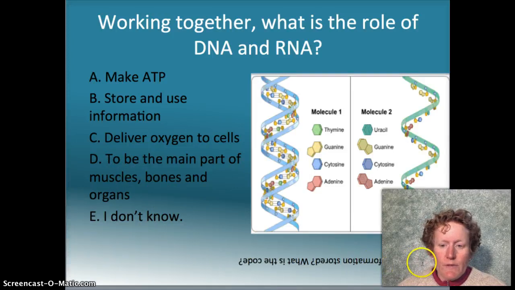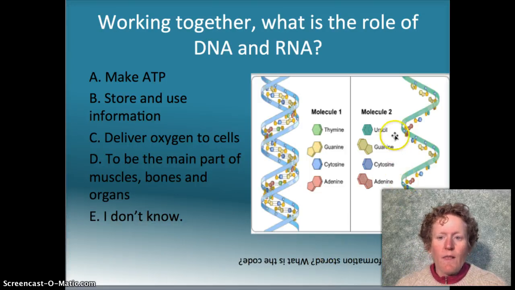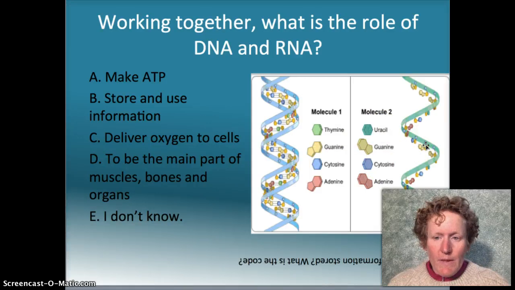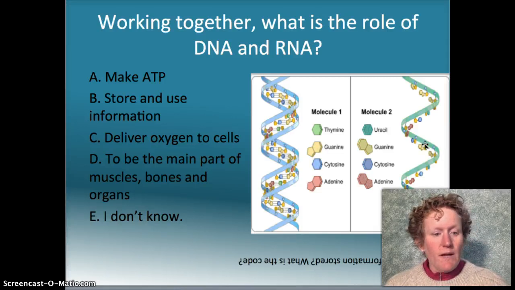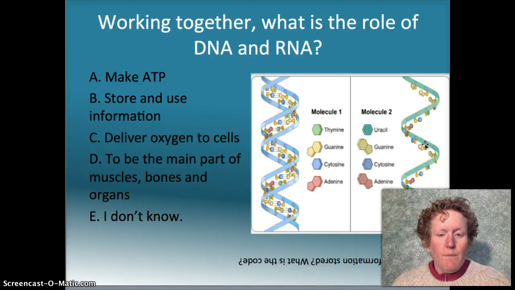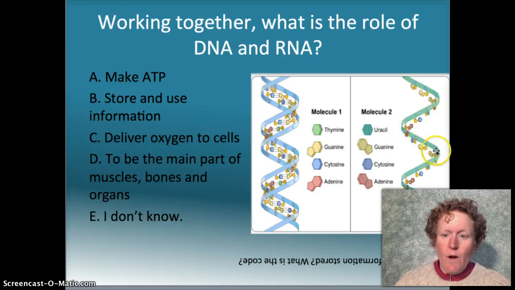If you want to know the answer to how the information is stored and what the code is, it lies in the order of the bases. It's the order of GATC, or GCAU in the case of RNA, that determines which amino acids, and in what order, are lined up to make a protein. And that order of the amino acids and which amino acids are chosen makes all the proteins different. So the code lies in the bases and the order of the bases.